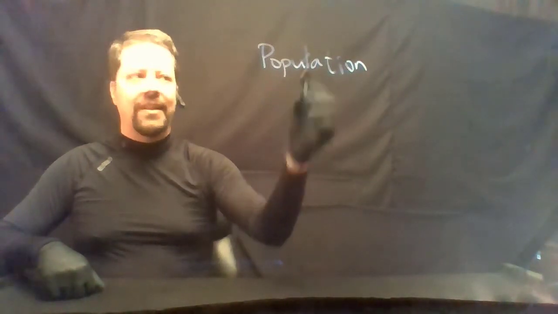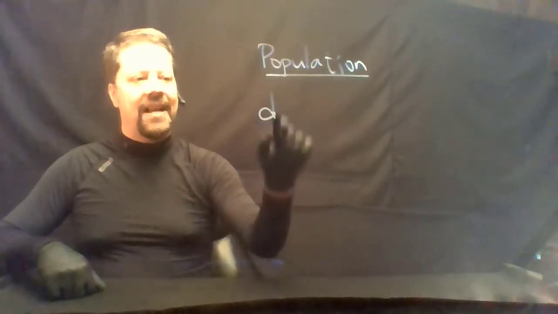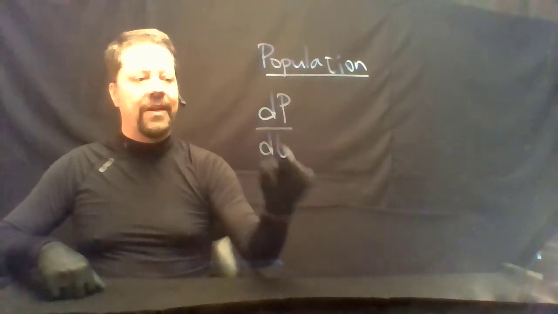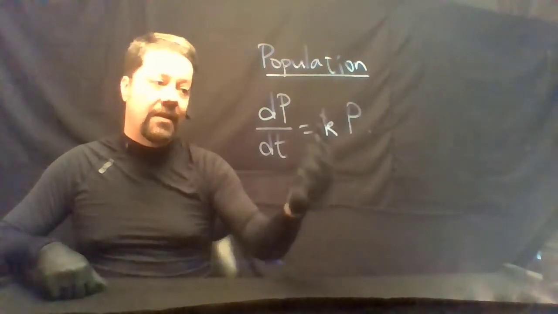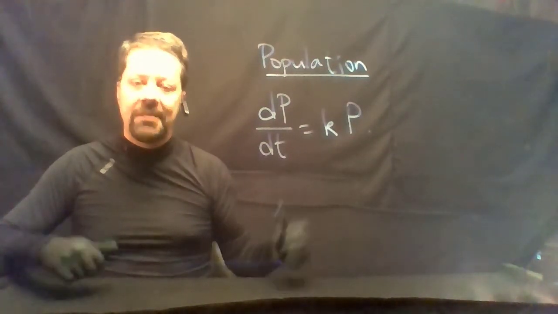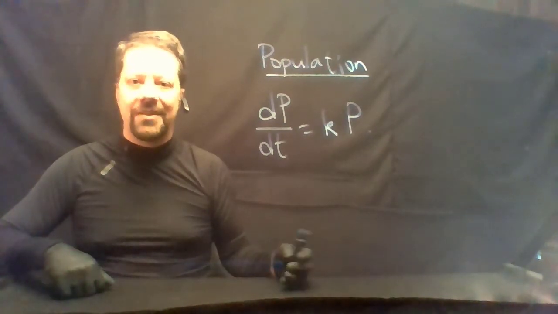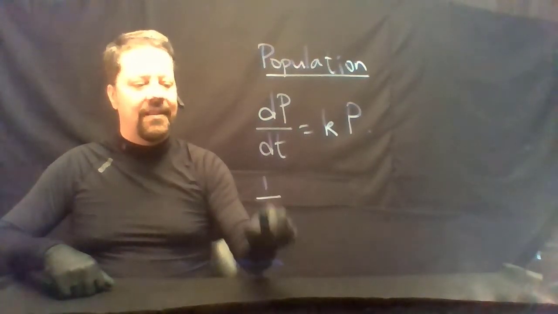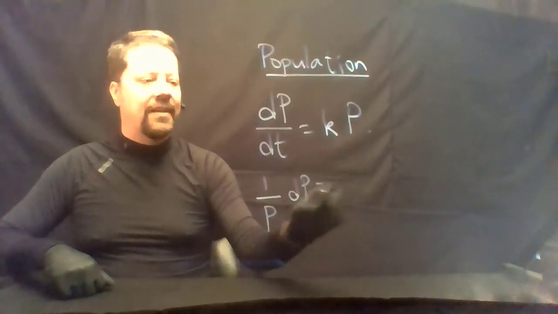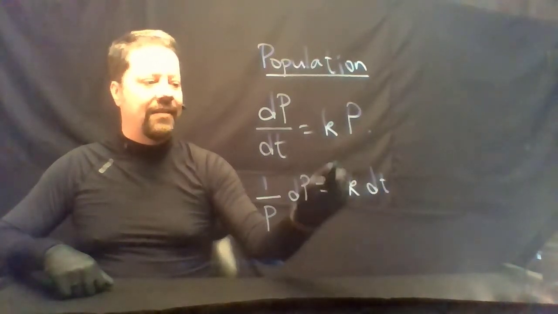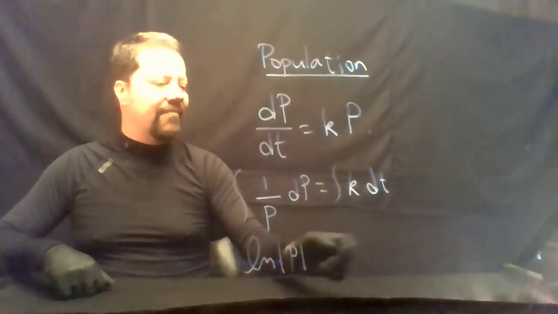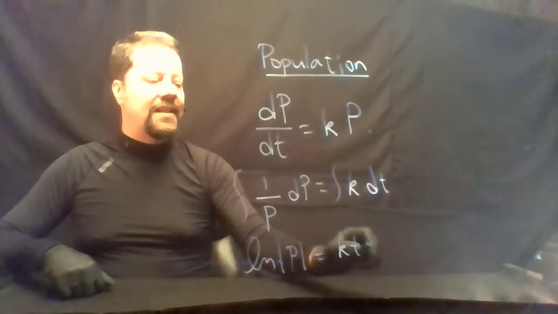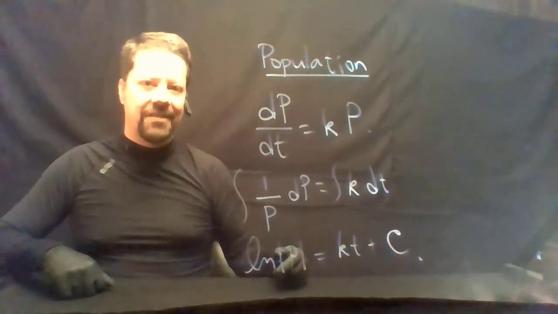Let's suppose we look at the natural growth hypothesis for populations. The natural growth hypothesis is that the rate of population growth is proportional to the population size, where the constant of proportionality depends on the nature of your particular population. You can see then that 1 over P dP is equal to k dt, and if we integrate on the left-hand side, we get the log of the absolute value of P equals kt plus a constant of integration.